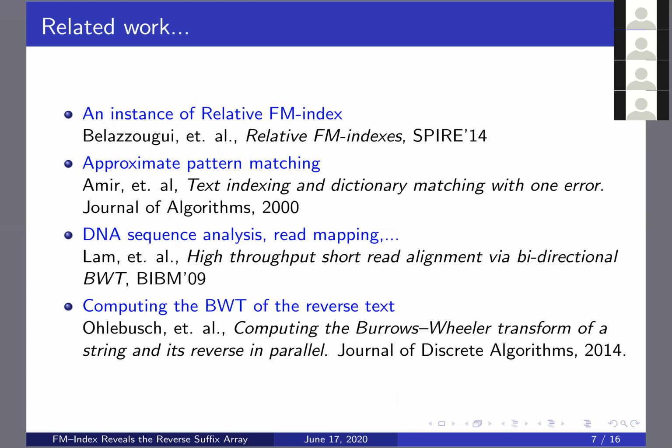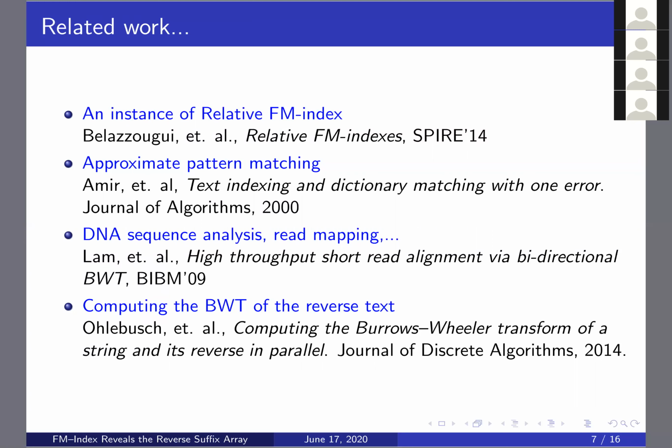Actually, this can be seen as a special instance of the relative FM index. Assume we have two texts which are very similar, and you have the FM index on the first one, and the second one differs at very few positions when compared to the first one. So instead of creating a second FM index for this one, we use the currently available FM index by creating the index on the new one. So that's the relative FM index.